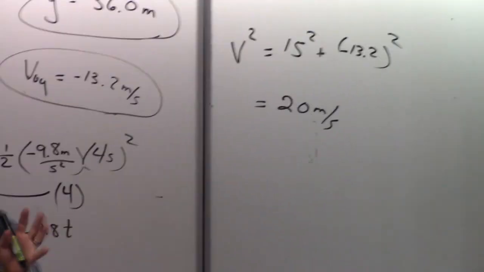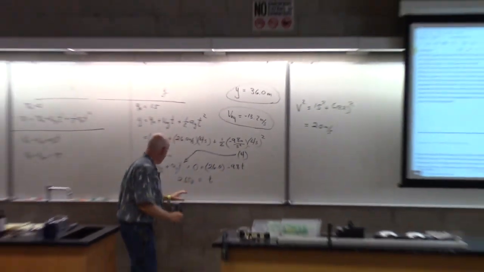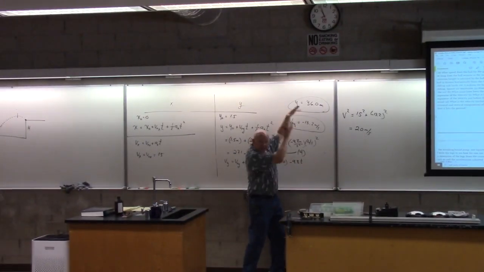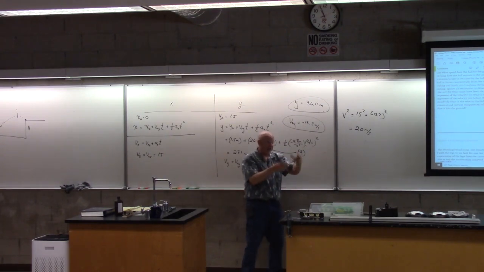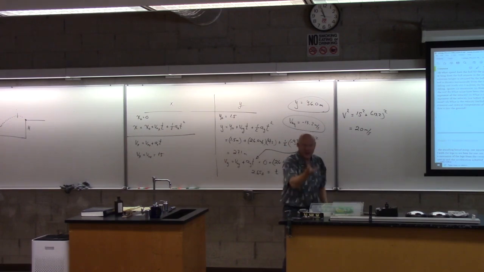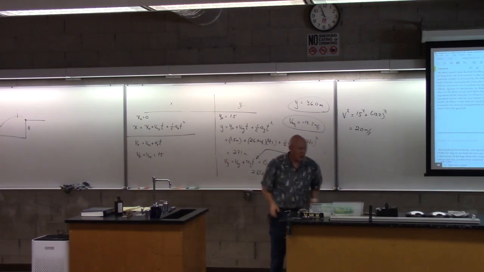That speed is made out of 2 pieces. It's made out of 15 in the x direction and negative 13 in the y direction. Those two together is equivalent of 20 coming down at an angle. They don't ask me for the angle, but I think you can do it, and we got to get out of here for the next class anyway. So let's call it a quit.